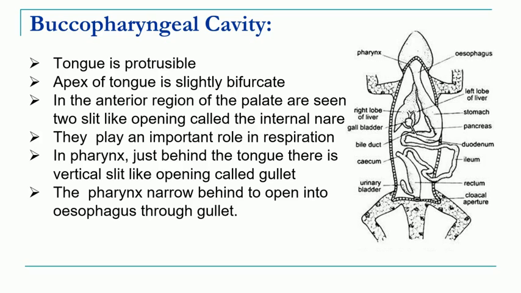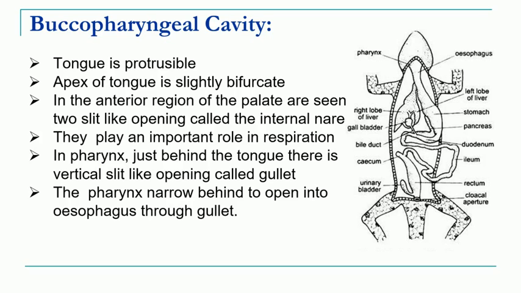The apex of the tongue, if you see, is slightly bifurcated. Okay, so it is divided into two. In the anterior region of the palate, which is the roof of your upper jaw, you could see two slit-like openings which are called internal nares. So we have seen external nares, which are opening inside onto the roof of the skull, that is called the internal nares. What is the function of these internal nares? They are responsible for respiration.